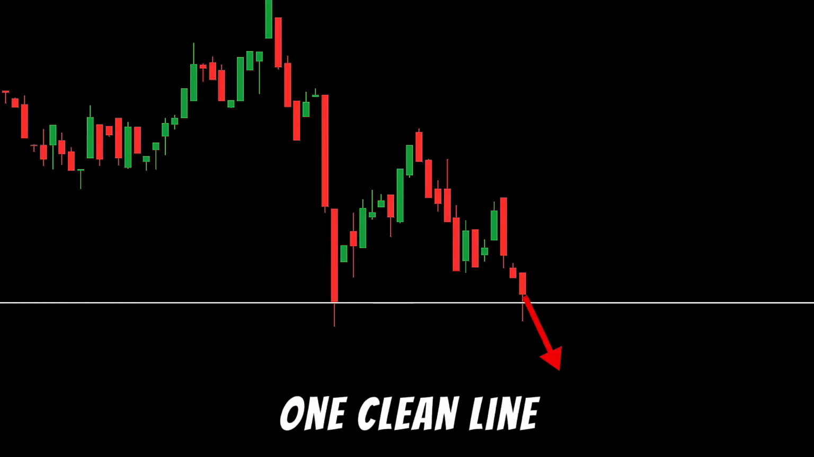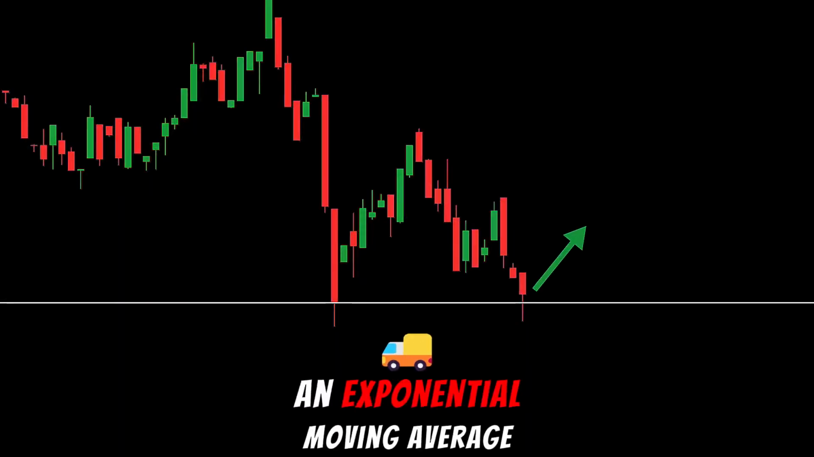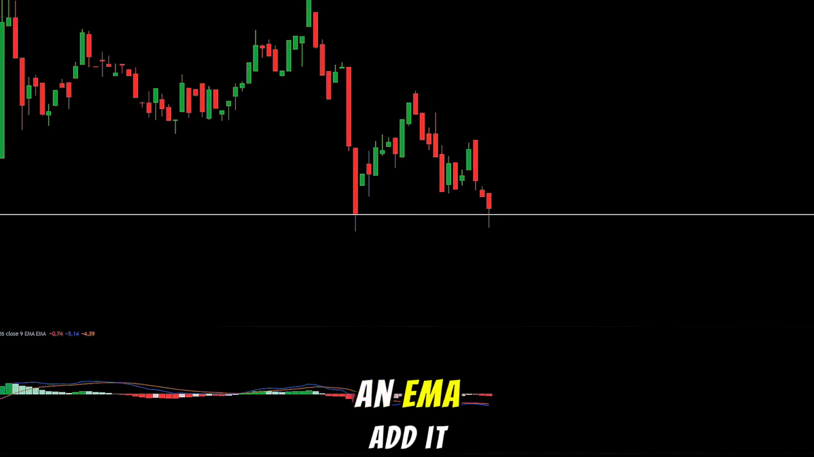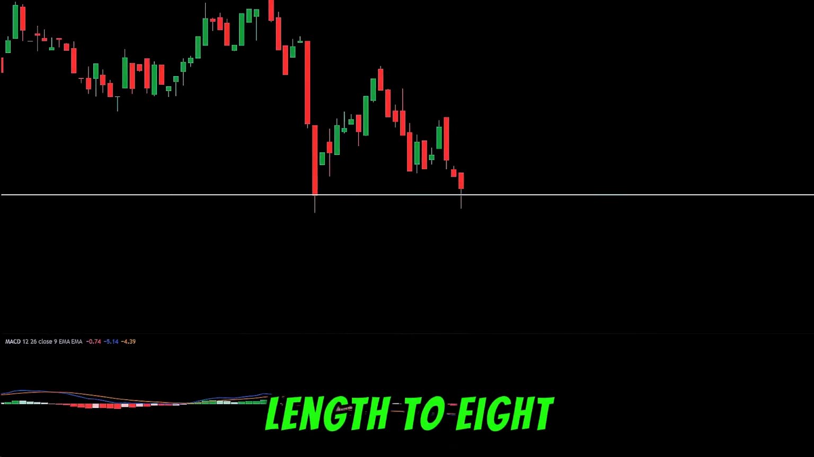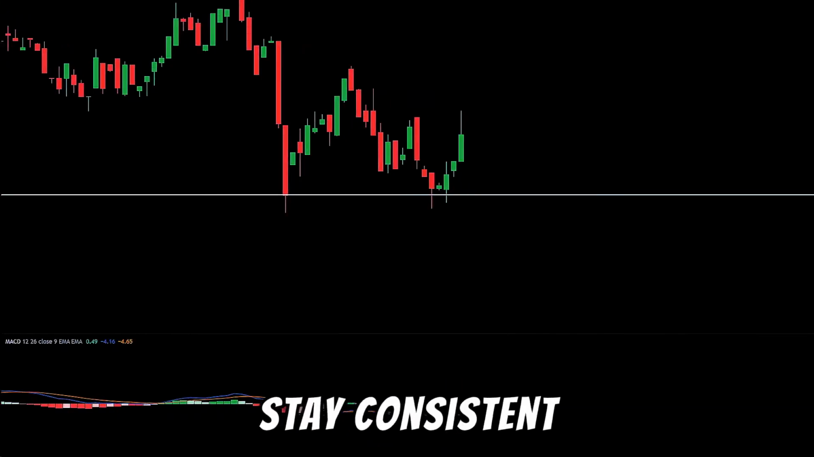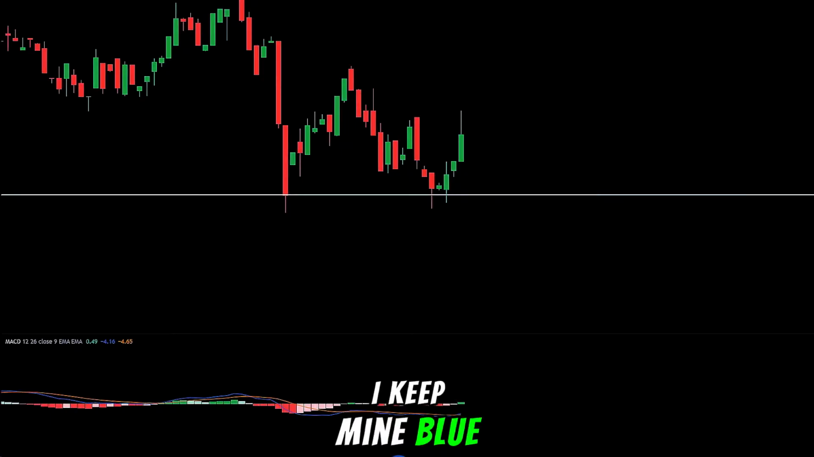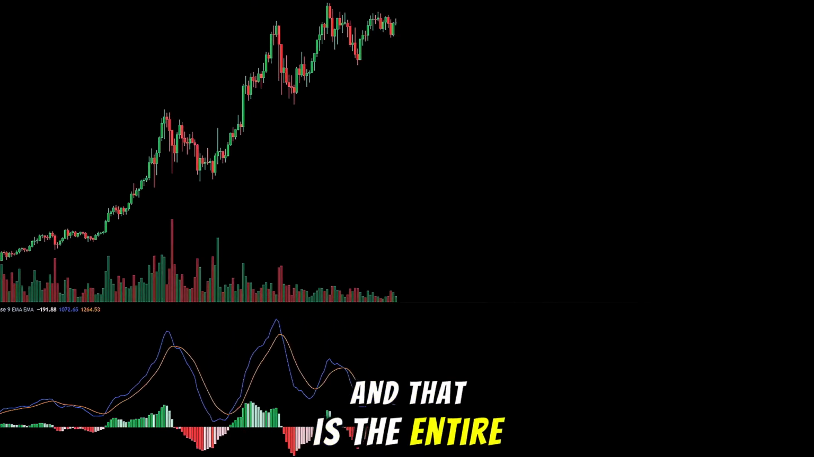1 clean line. Done. Second indicator. An exponential moving average, an EMA. Add it, go to Inputs, and set the length to 8. Honestly, 8 or 9 barely matters. Pick one and stay consistent. I keep mine blue so I can tell the 2 lines apart at a glance. And that is the entire toolkit.